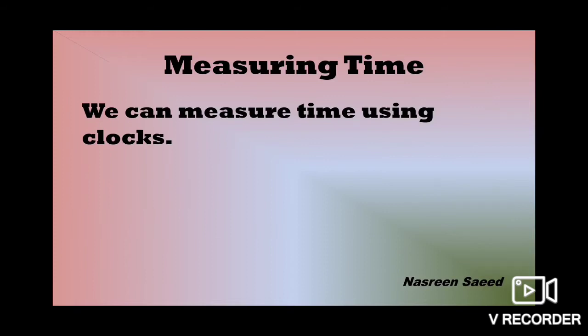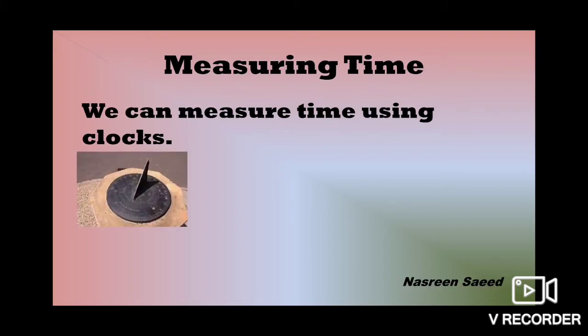We can measure time using clocks. In the olden days also we had clocks, not exactly how we are using now. Can you see the picture? Yes, it is a clock used in ancient time. It is called the sundial. This clock was used in the ancient era.